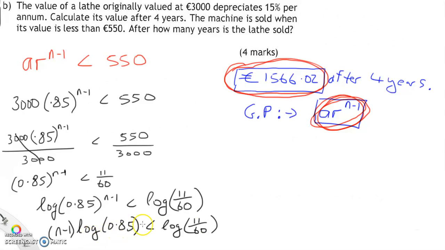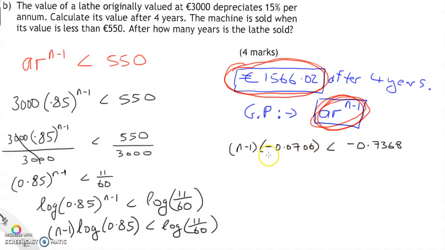Now we can look up these two logs, do them on the calculator to turn them into more friendly looking numbers if you like. Calculate the log of 0.85 on your calculator, and we'll have n minus 1 times the log of 0.85, which turns out to be minus 0.0706, less than, and when we put the log of 11 over 60 through the calculator, you should get minus 0.7368. Both of those are rounded to 4 decimal places.